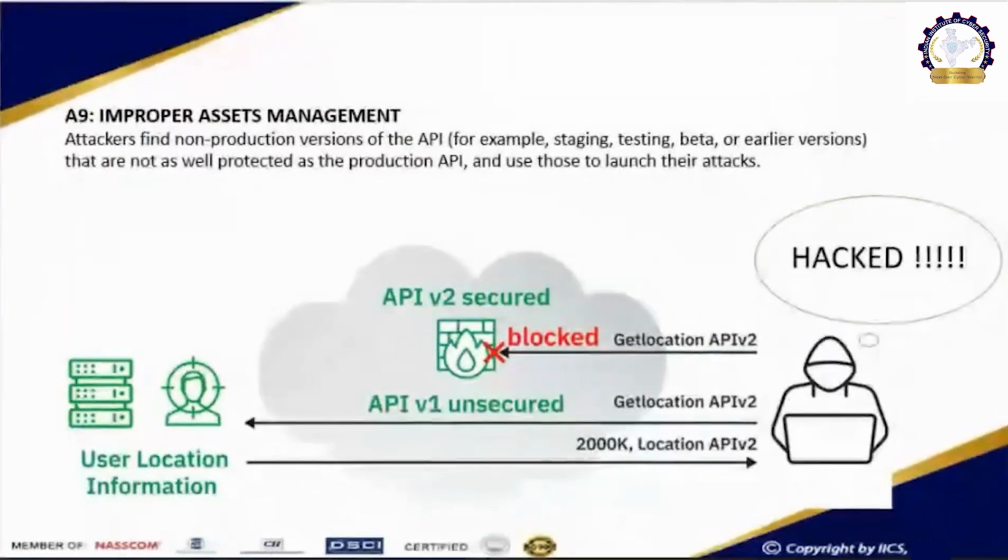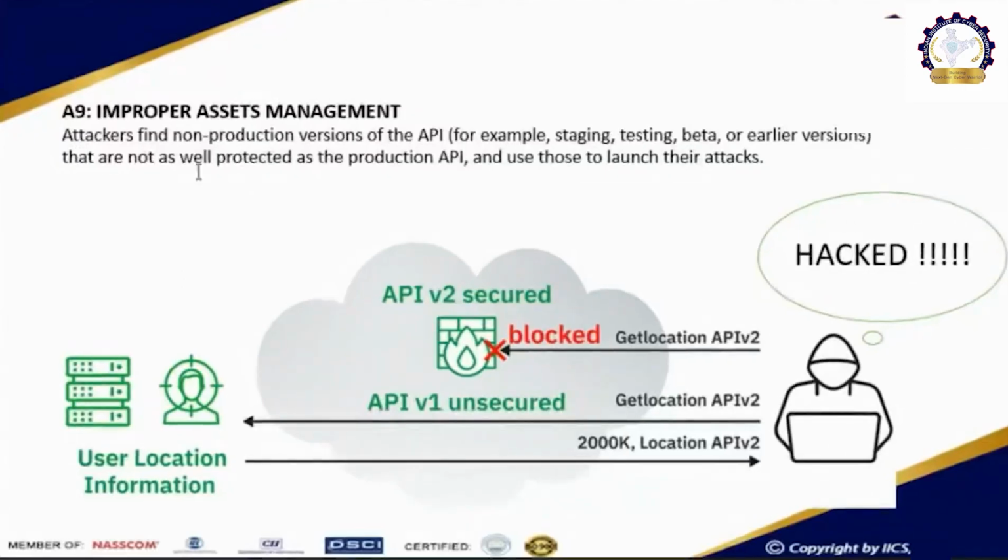Next, we proceed to the next thing, improper asset management. This is also an interesting but very easy one. What we have here is an attacker finding a non-production version of an API. APIs are being developed every day. If a company is using one API, next month it gets updated and the next version is used. But what happens if the previous versions of the API are not terminated and are still in use? We will see what happens.